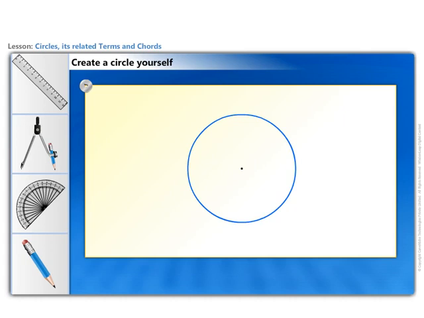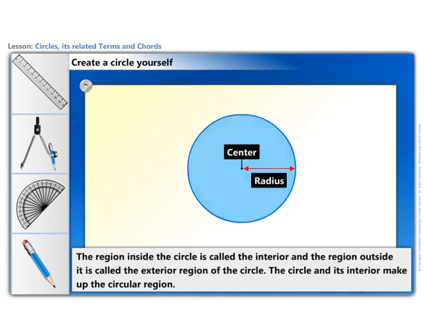Let us now identify the circle and the terms related to it. Here, the fixed point from which the circle is drawn is called the center. The fixed distance between the center and a point on the circle is called the radius of the circle. The region inside the circle is called the interior, and the region outside it is called the exterior region of the circle. So, the circle and its interior make up the circular region.